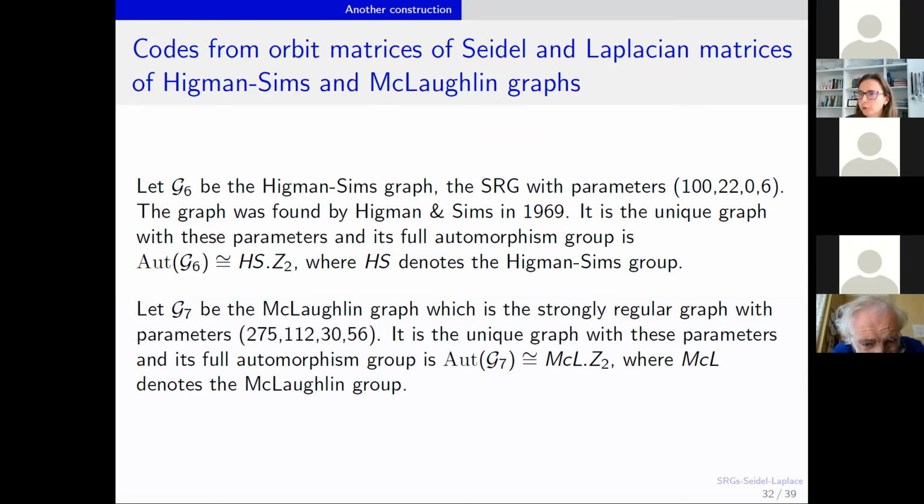This different condition we applied on two very nice graphs, strongly regular graphs. One of them is the Higman-Sims graph. It is the unique graph with parameters (100, 22, 0, 6) on which the Higman-Sims group acts. And the other graph is the McLaughlin graph, which is the unique graph with these parameters on which the McLaughlin group acts.